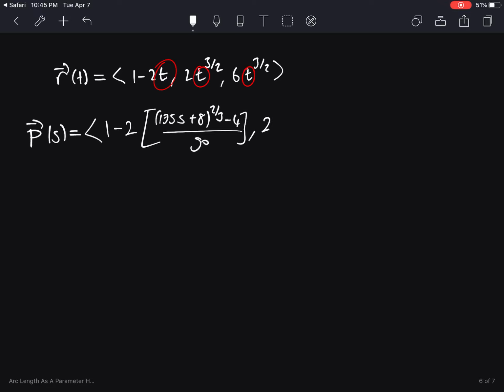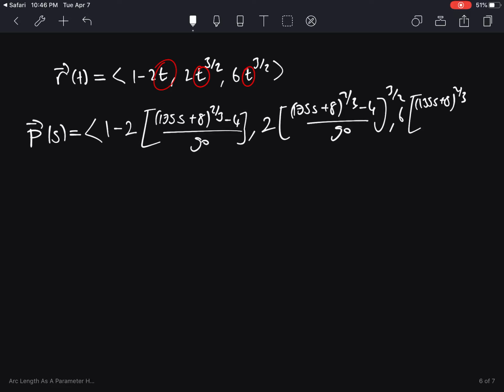Okay, so it's going to be 2 times (135 s plus 8) to the 2 over 3 minus 4, divided by 90 to the 2 over 3. And then the other coordinate is going to be 6 times, again, (135 s plus 8) to the 2 over 3 minus 4, divided by 90 to the 3 over 2.